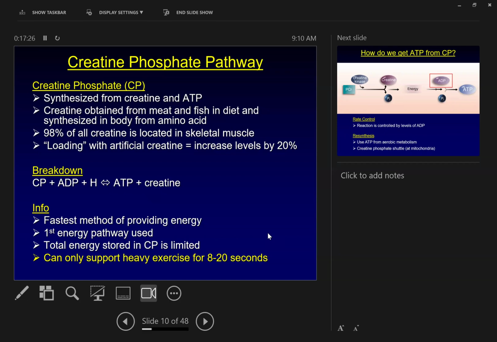Go ahead and sit down. What happens to creatine phosphate after it donates its phosphate? Oh, we're going to get to that. Just a second.